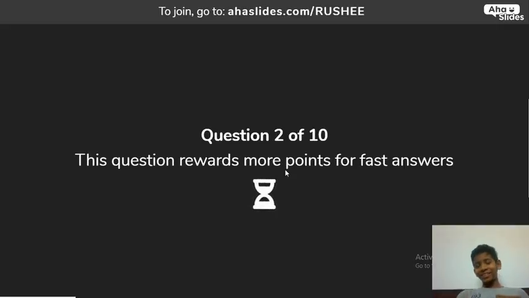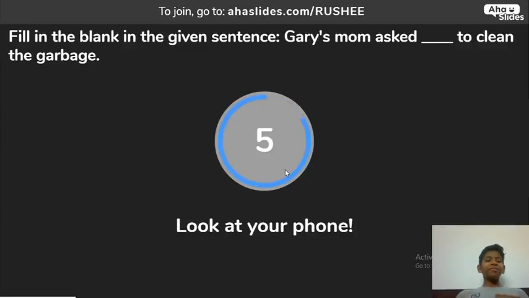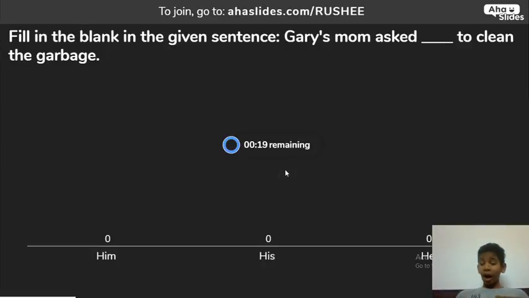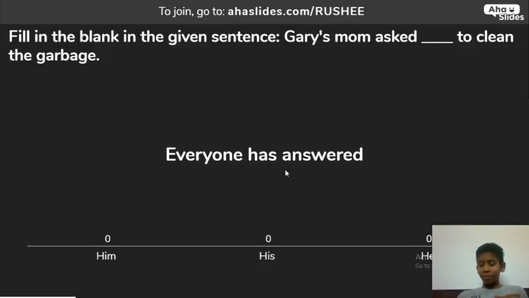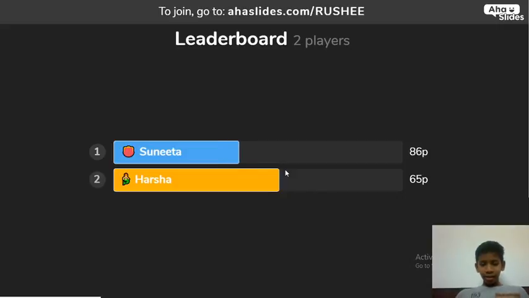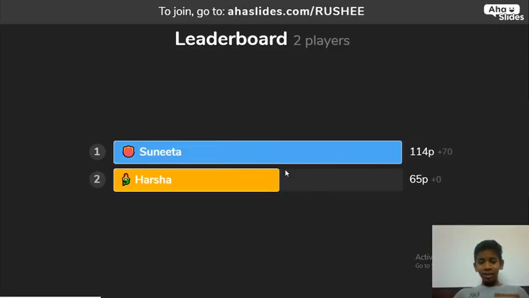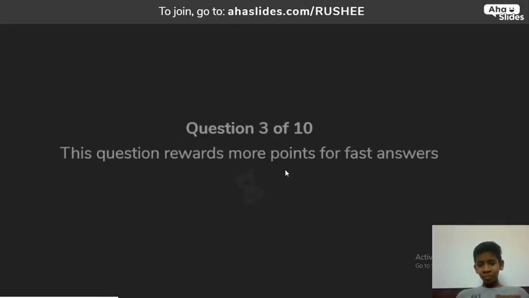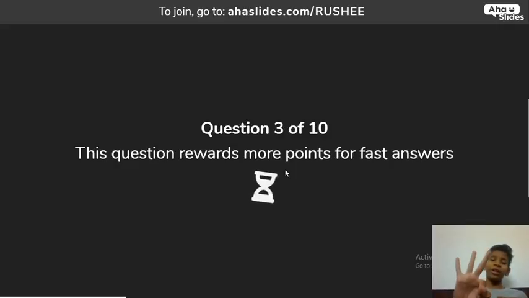Question number 2, guys. Fill in the blanks in the given sentence. Gary's mom asked Dash to clean the garbage. Asked him, asked his, asked he. Faster. One of them answered and everyone has answered. Let's see. Oh, looks like Sunita is in the first place. I think Harsha got it wrong. Let's go to question number 3.